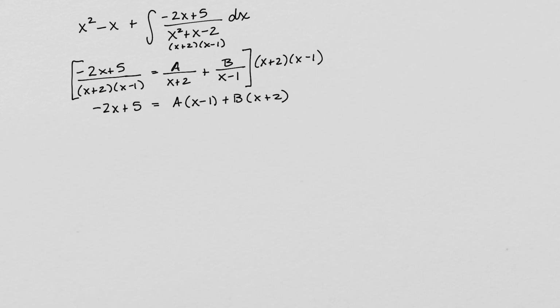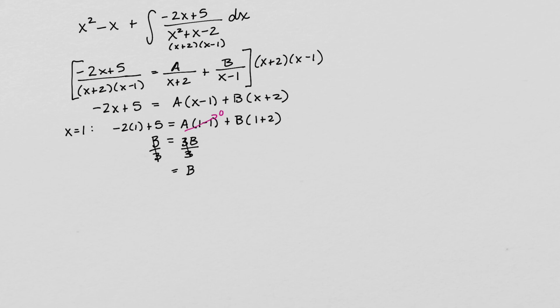And then I need to pick values for x. So what's a nice value for x that'll make some stuff go away? Yeah, so 1. So x equals 1. So I have minus 2 times 1 plus 5 equals a times 1 minus 1 plus b times 1 plus 2. So 1 minus 1, that's going to go to 0. So we're going to end up with negative 2 plus 5 is 3, is equal to 3b. So b is going to be 1. Oops, well, that's fine. B equals 1.